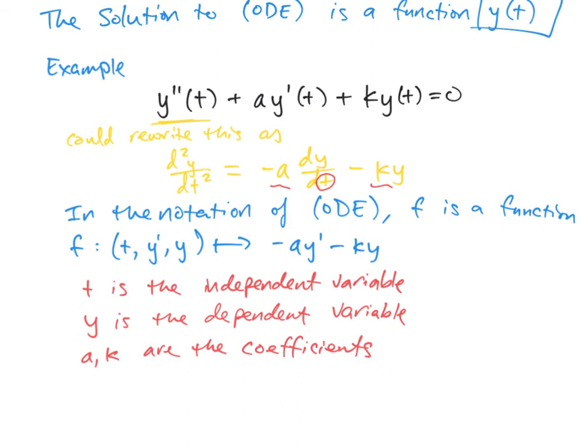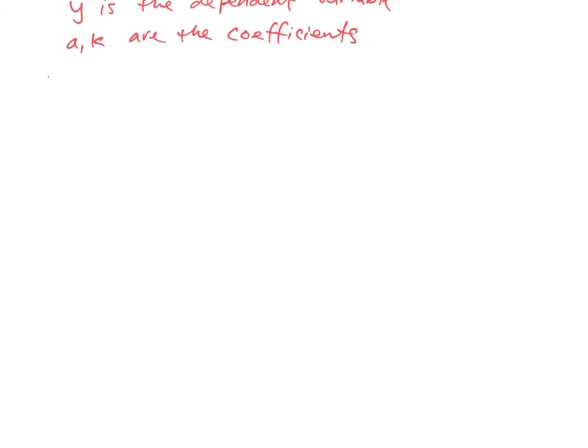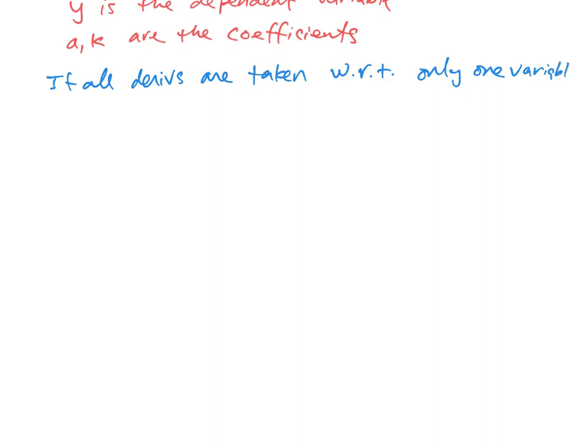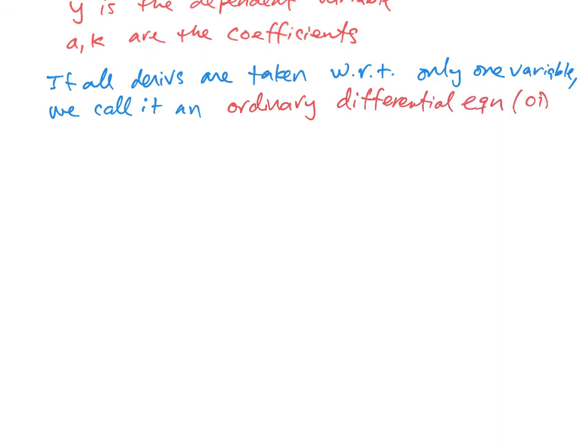Okay, so just a couple more terminologies. If all the derivatives are taken with respect to, that's what WRT means, with respect to only one variable, then we call it an ordinary differential equation, or ODE. So that's like the one that I defined up above.